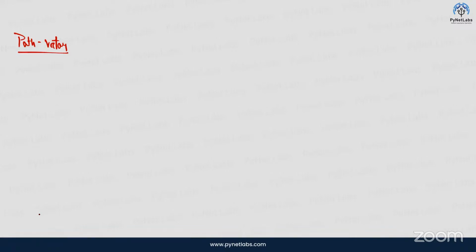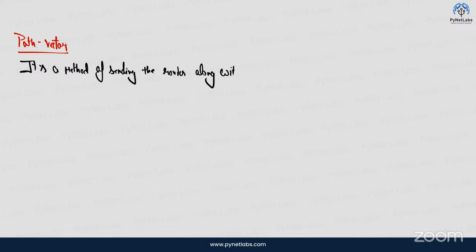To define this path vector, we can simply say in one line that it's a method of sending the routes along with the path information, that is, from which particular path it is going to carry the information. So this is one thing.